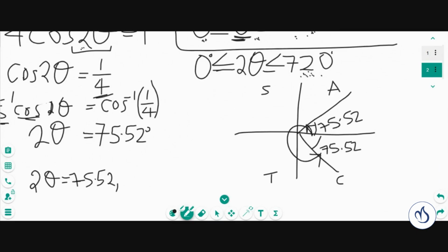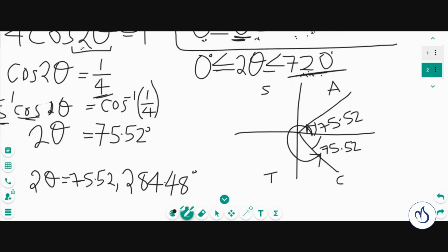The other one is you take 360 minus 75.52. I hope you know why we are taking that. And we are having 284.48 degrees. Now our range, look at our range. It's big.